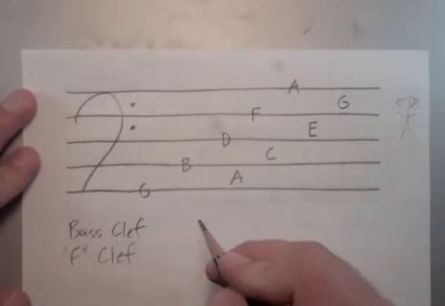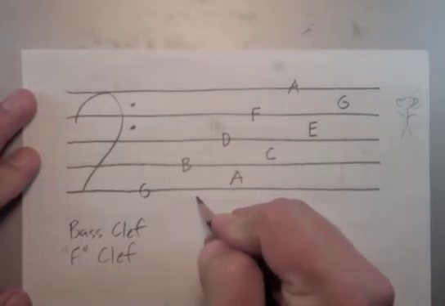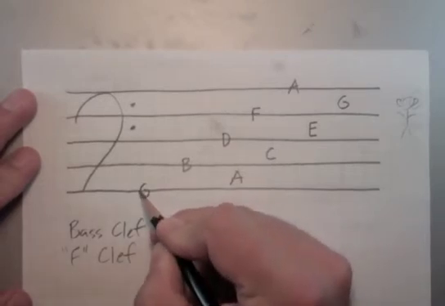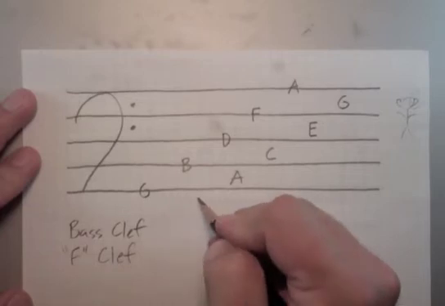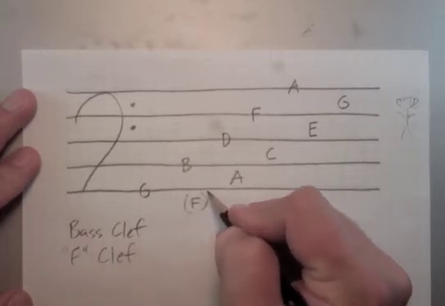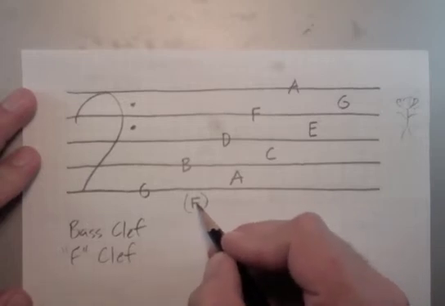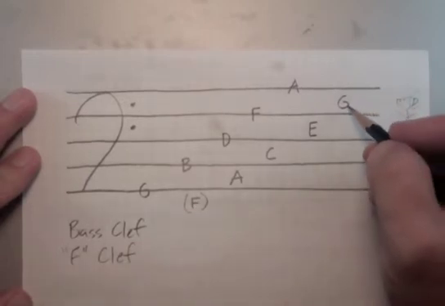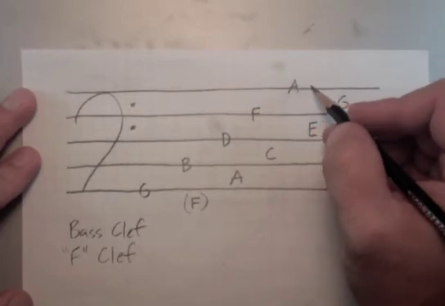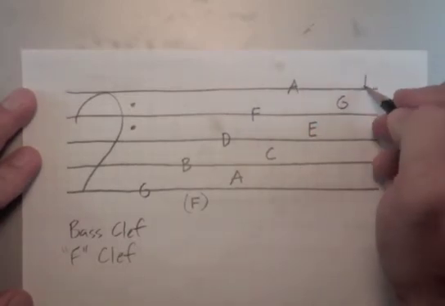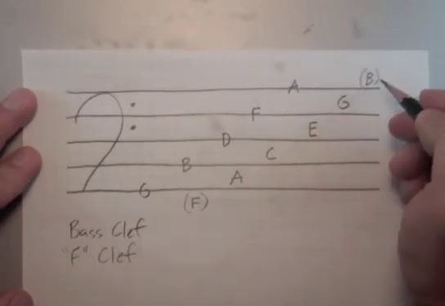A couple more notes in bass clef. Don't forget that G is the bottom line. If we go down one from G, the note that hangs onto the bottom of the staff here in bass clef is F. And if we go up here, we have G, A, and the next note up here is B.